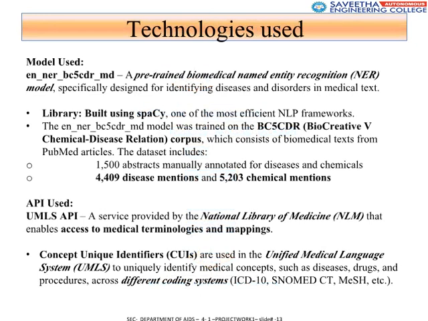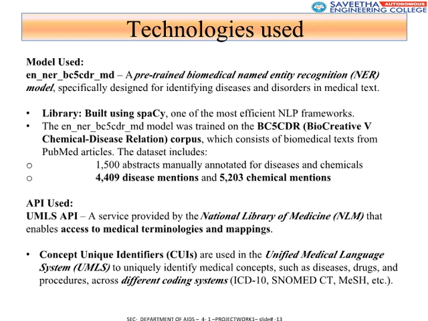en_core_sci BC5CDR_MD, a pre-trained biomedical named entity recognition (NER) model, specifically designed for identifying diseases and disorders in medical text. Library: built using spaCy, one of the most efficient NLP frameworks. The model was trained on the BC5CDR, BioCreative V Chemical Disease Relation, corpus, which consists of biomedical text from PubMed articles. The dataset includes 1,500 abstracts manually annotated for diseases and chemicals, 4,409 disease mentions, and 5,203 chemical mentions.